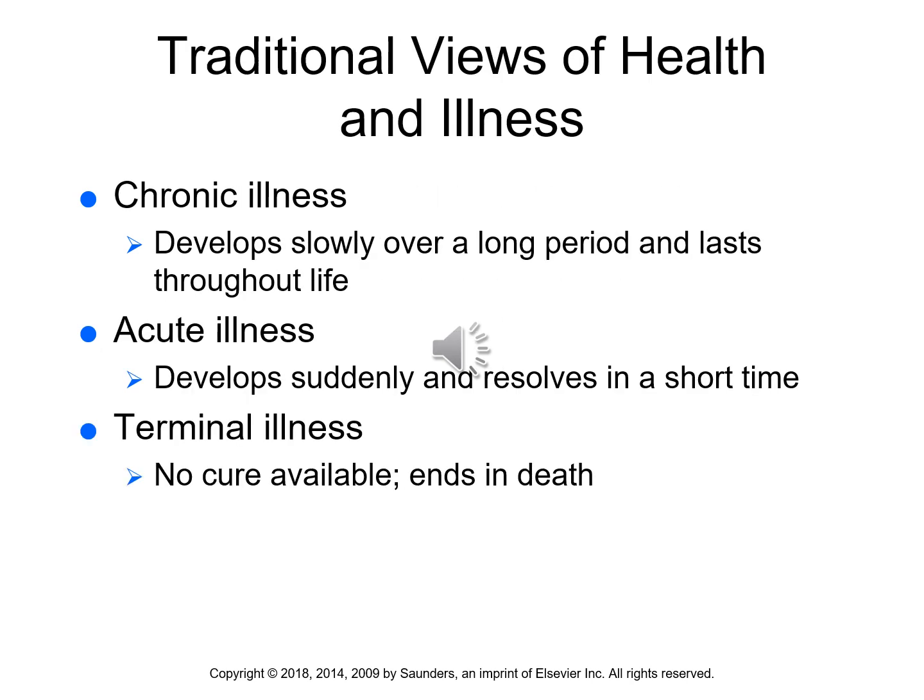All right, so let's look at different types of illness. Let's talk about the difference between chronic illness versus acute illness. So, chronic illness, that's an illness that develops slowly over a long period and lasts throughout life. So, it takes a long time for it to develop, but it lasts throughout your life. For example, arthritis. It takes a long time to develop, but once you have it, you have it. Congestive heart failure. That's a chronic illness. It takes a long time to develop, but once you have it, you have it throughout your life.